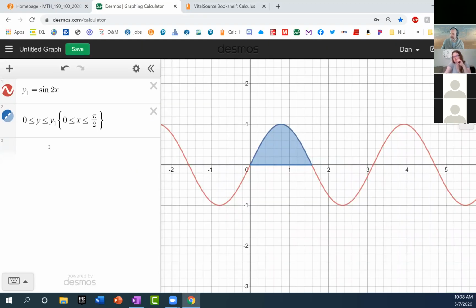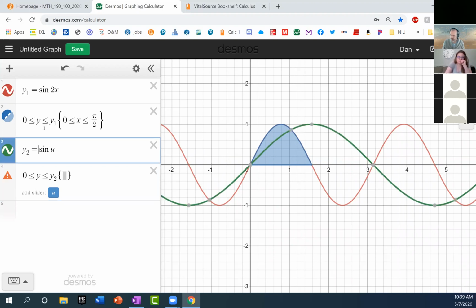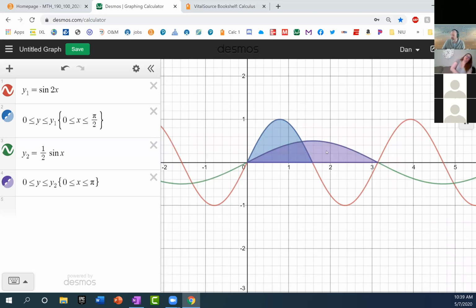What we did instead was we looked at the graph y2 equals sine of u. And I'm going to shade 0 less than or equal to y less than or equal to y2, from, oh no, it was 1/2 of that. Yeah, from 0 less than or equal to u less than or equal to pi. Oh, I think I need to make these x's. Desmos is getting confused with the u's. Okay. So the purple area is the second that we computed.